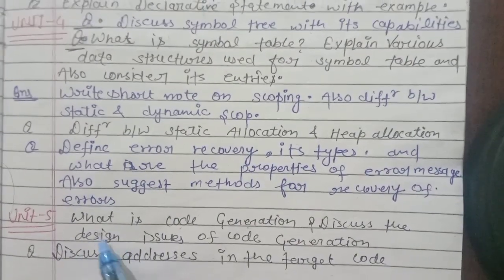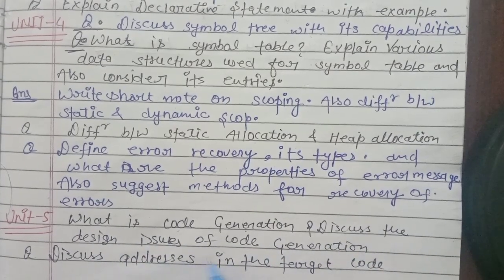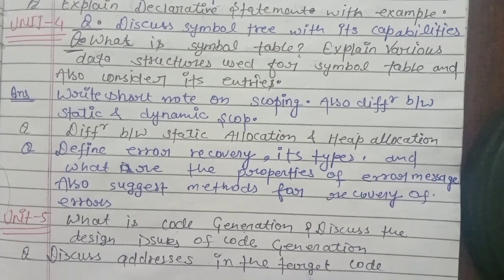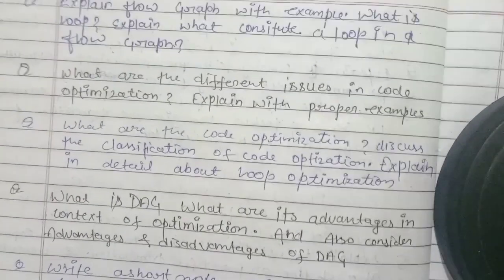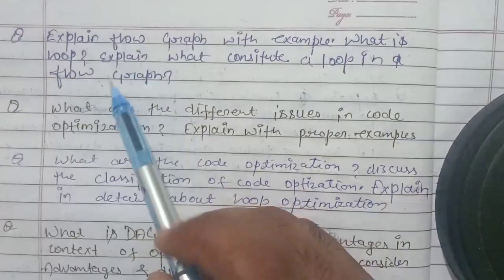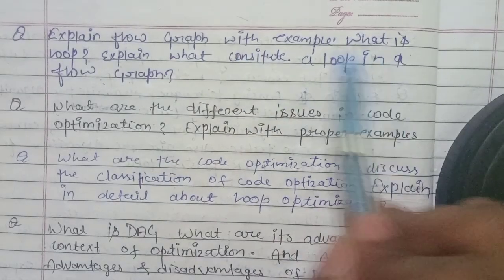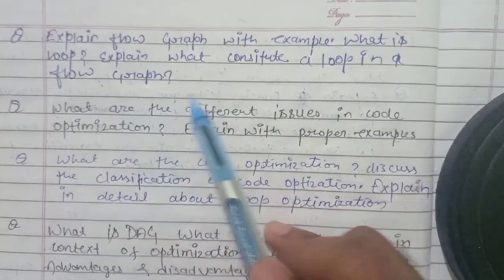And let's start unit 5. What is code generation? Discuss the design issues of code generation. The next question is: discuss addresses in the target code. The next question is: explain flow graph with example. What is a loop? Explain what constitutes a loop in a flow graph.